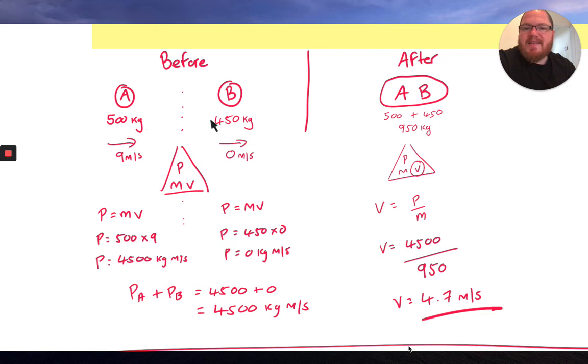Does that make sense? Well, the masses are fairly the same. You'd expect it to be somewhere in between 0 and 9. And that is around about 4.5. So yeah, 4.7 is a good estimation there. So I think that answer is correct.